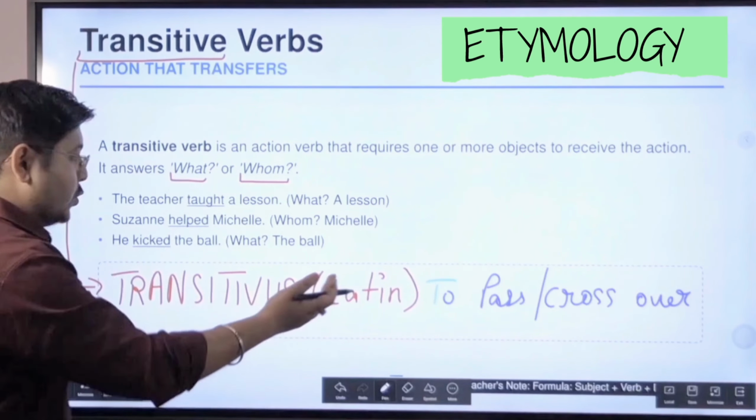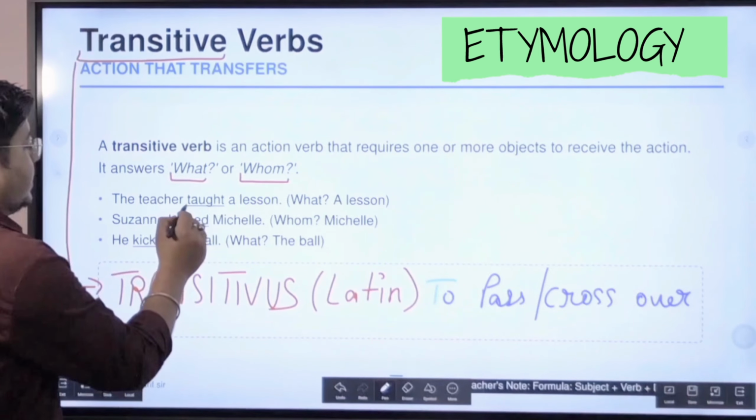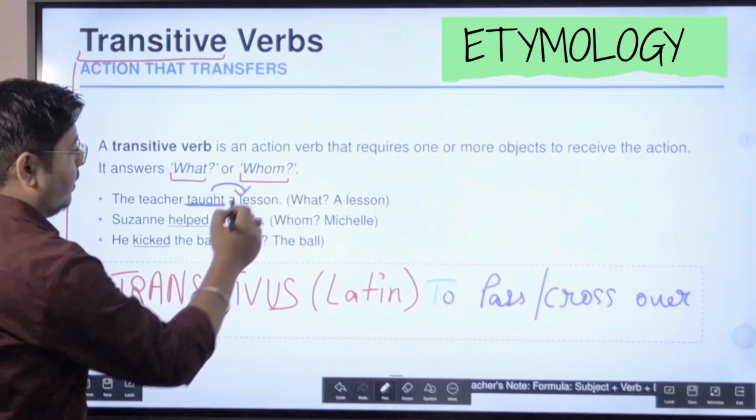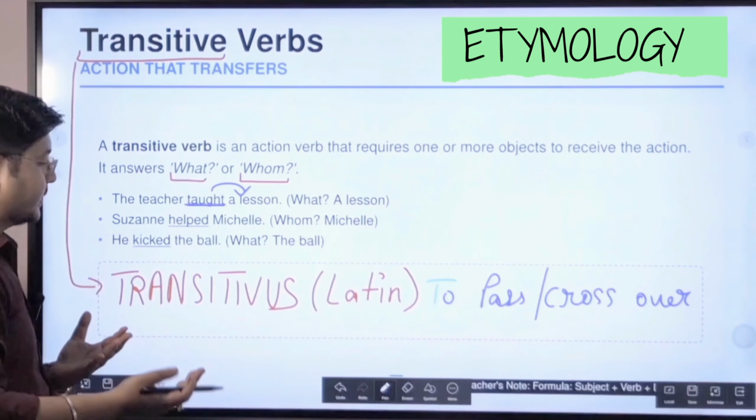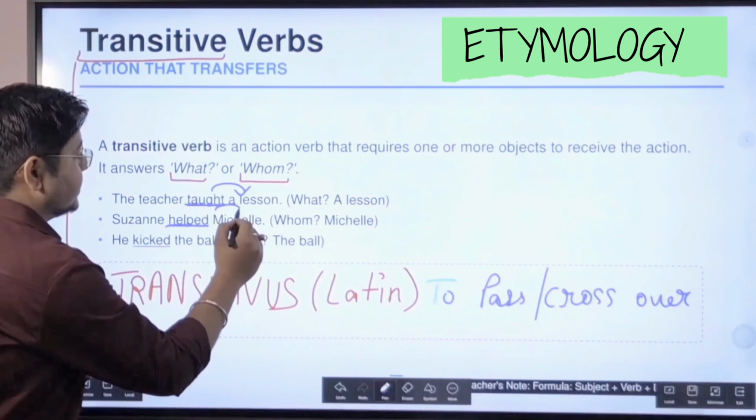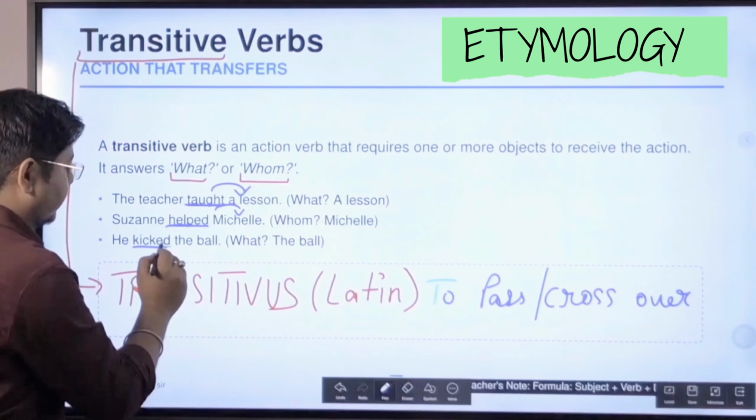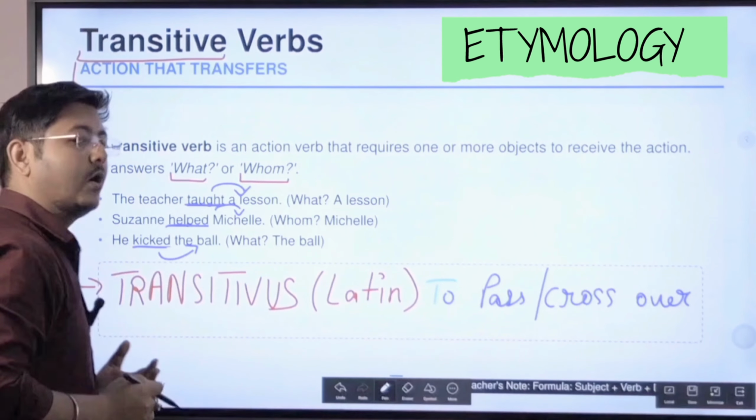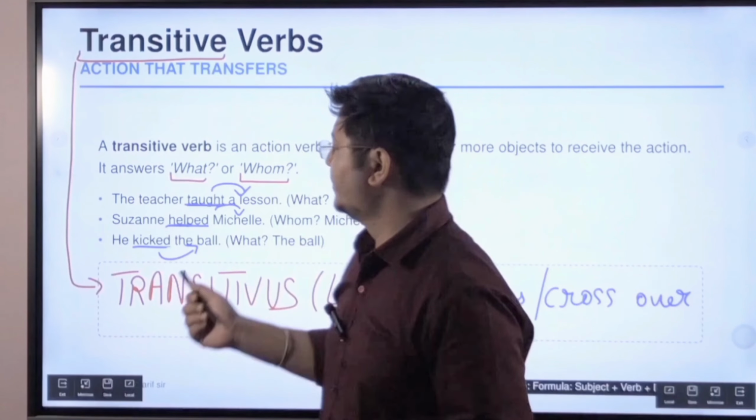Do you get it? To pass over, to cross over, meaning the action of the verb crosses over or passes over to the object of the sentence. The action of the verb passes over to the object. That is why they are called transitive verbs.